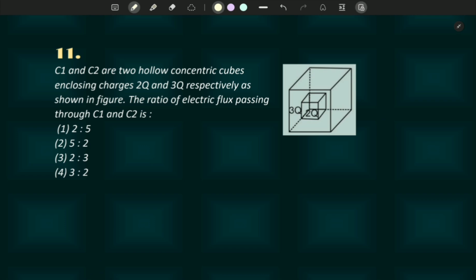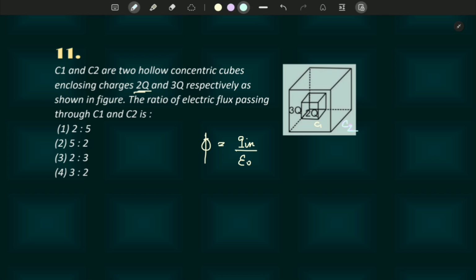So 3 is the correct answer to this question. So here is our next question. C1 and C2 are two hollow concentric cubes enclosing charges 2q and 3q respectively as shown in the figure. The ratio of electric flux passing through C1 and C2. So we know electric flux equals Q enclosed by epsilon naught. So basic formula based question. See, C1 is enclosing 2q charge. So this one is C1 and this bigger one is C2.